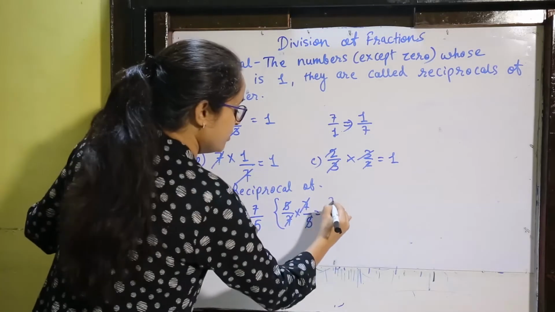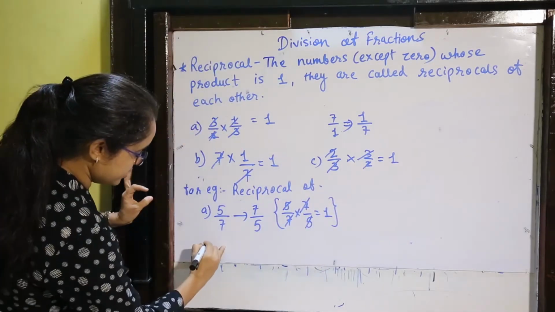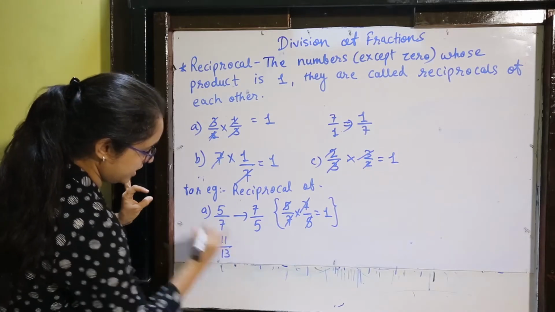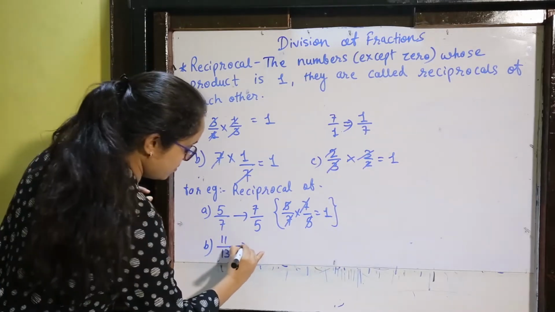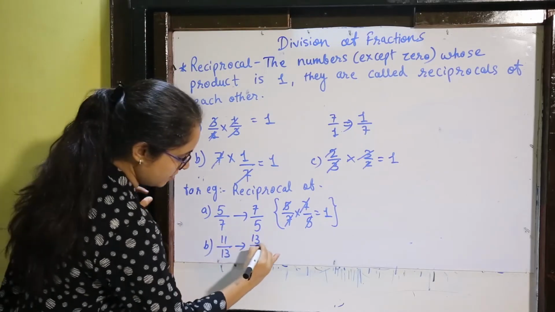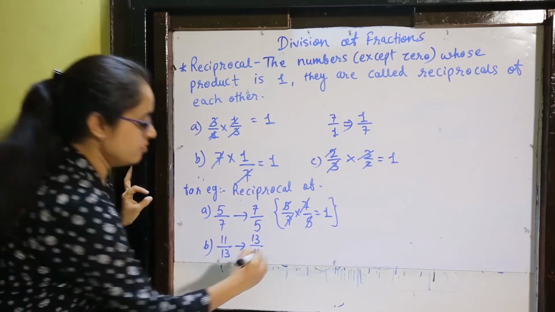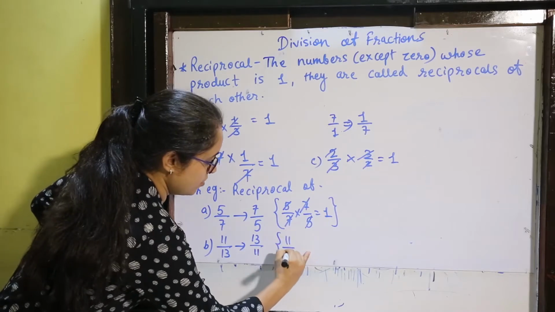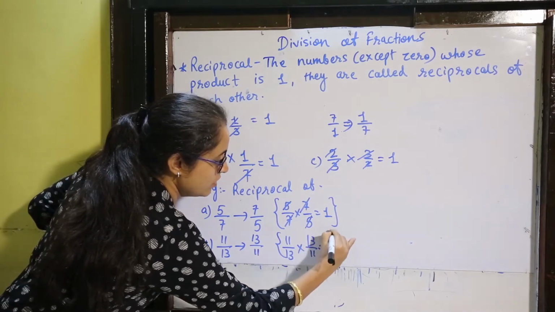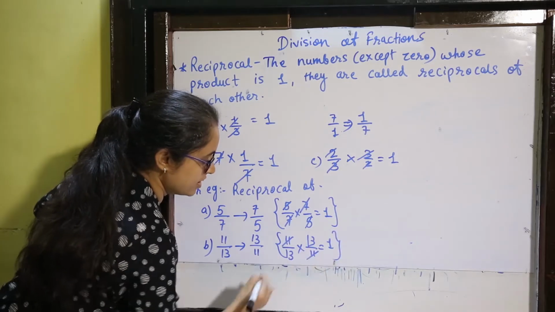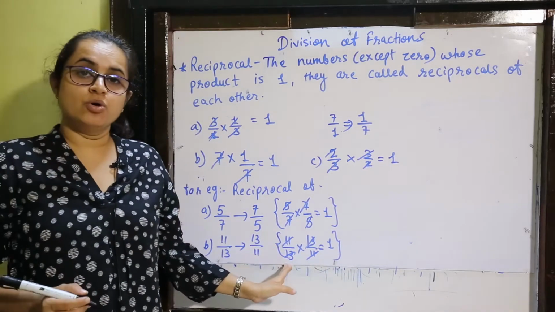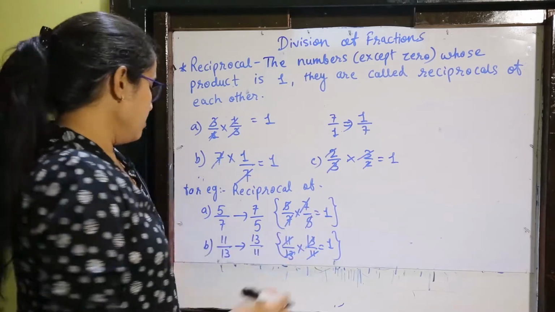Got it? Now another example, B: 11/13. So the reciprocal of 11/13, again take 13 up, keep 11 in the denominator. Why? Because 11/13 multiplied by 13/11 is equal to 1. 11 cuts, 13 cuts, as you are multiplying the fractions. Okay, give me one more.